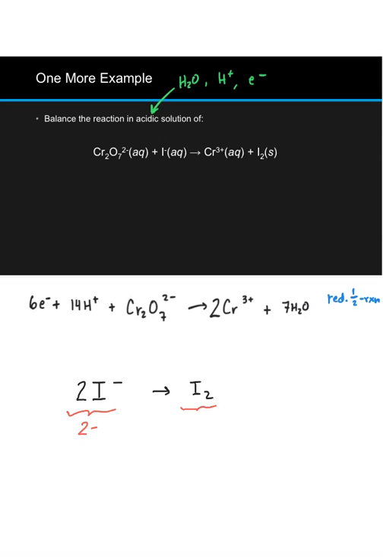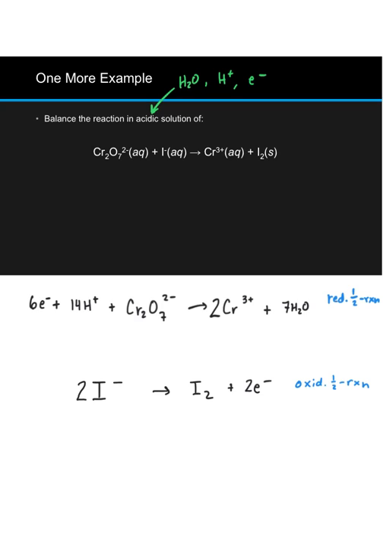How many total charges on the right-hand side? 0. We're going to add electrons to the side that has a more positive value. 0 is more positive than -2, so we'll add electrons to this right-hand side. We need 2 electrons to balance charge. And sure enough, like we'd expected, in this half reaction, electrons are produced. This represents the oxidation half reaction for this redox.